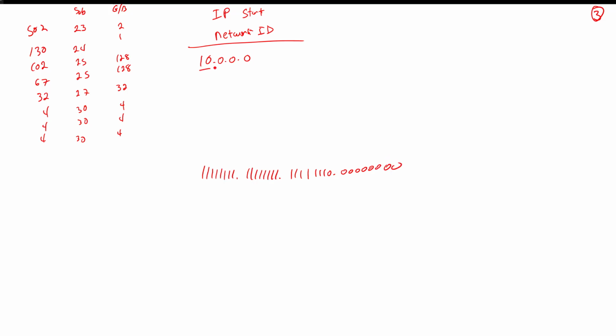That means 10 and 0 are locked in. We don't get to modify them whatsoever. We can modify the third and fourth octet. That's it. That's what we're going to do. So in the third octet, we're going to add our group. Our group is 2. So plus 2 in the third octet. First network done.